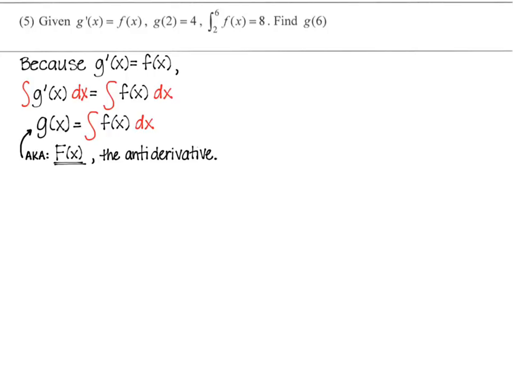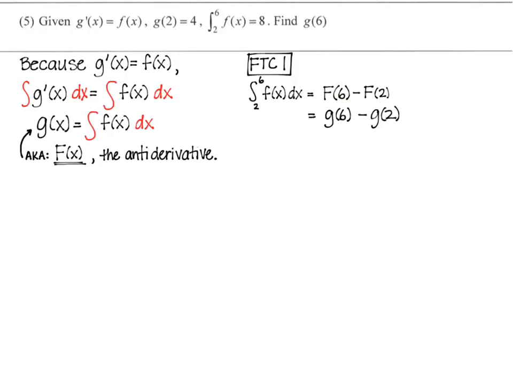And don't forget that we have in the past seen that when the derivative is lowercase f, the antiderivative is capital F. And in Fundamental Theorem of Calculus 1, we've seen it written this way: when we have a definite integral from a to b, in this case from 2 to 6, we have the antiderivative at the upper limit minus the antiderivative at the lower limit. Well, remember capital F, this antiderivative, is g. So what we want is g of 6 minus g of 2. That's what this will equal.